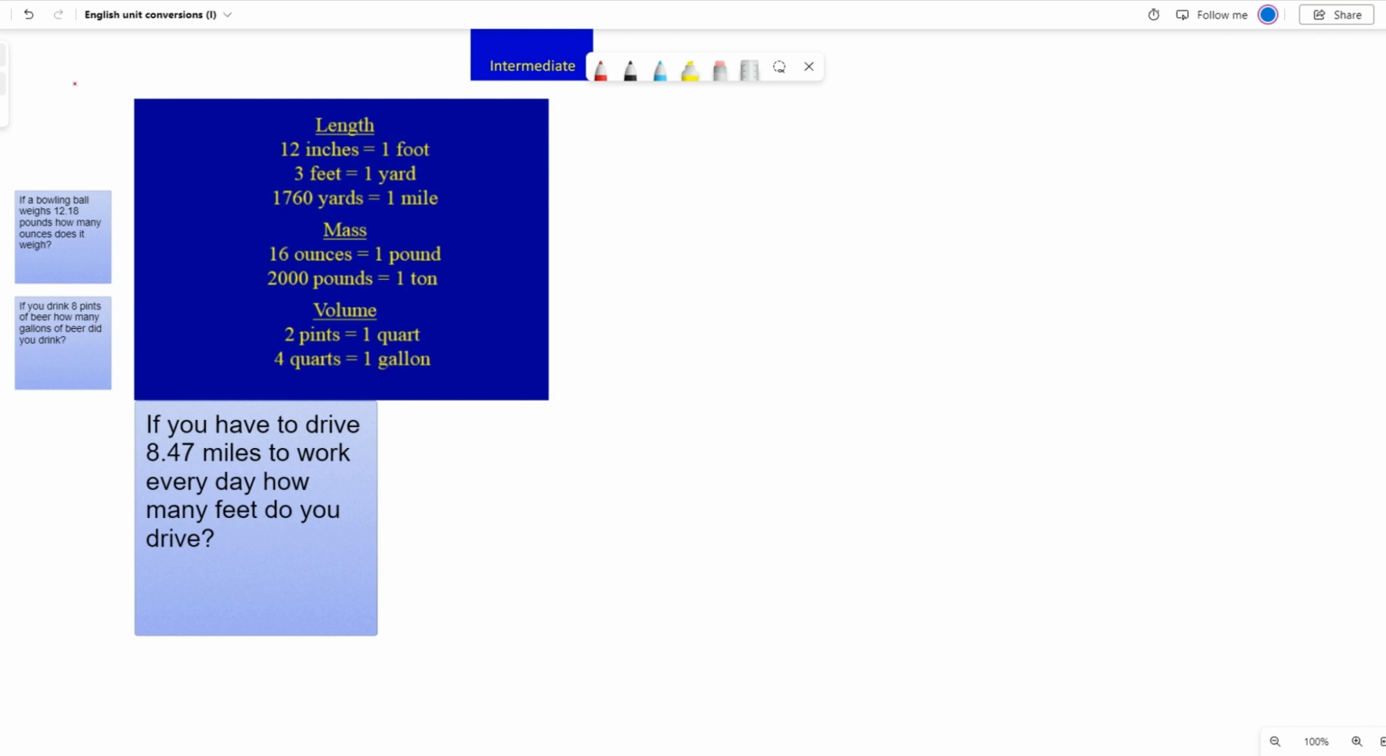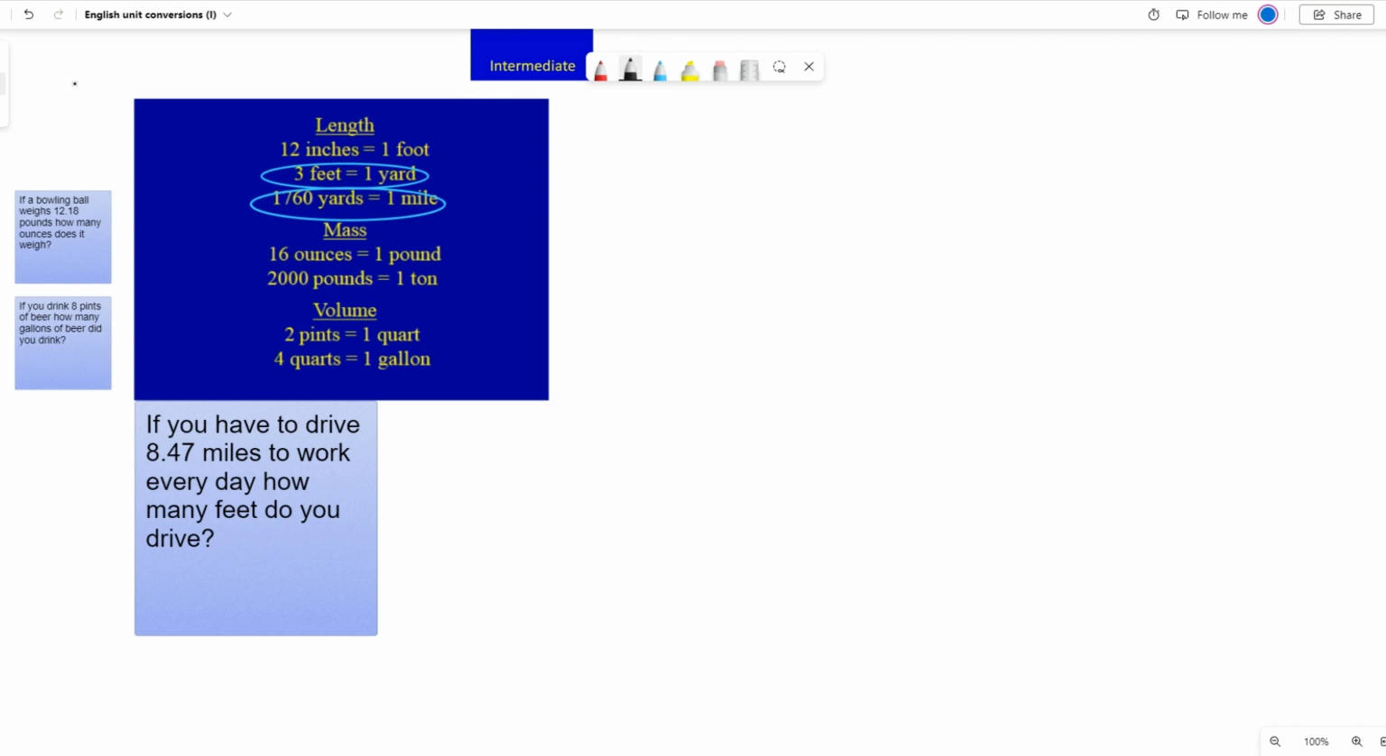So again, if we take a look, what are we converting? What is the conversion that we need to focus on? We're looking at miles to feet. Here's miles, and that shows us how to get from miles to yards. And then here's yards to feet. So we're going to have to use both of those conversions to solve this problem.